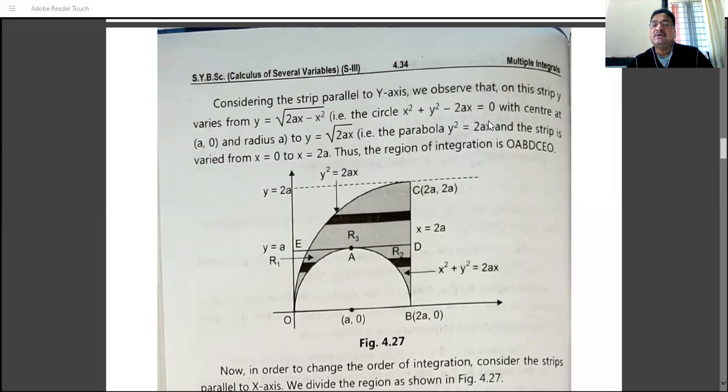And if you substitute x as 2a, then y square is equal to 2a into 2a, that is 4a square. So y is also 2a. So this is the point (2a,2a). This parabola passes through the point (2a,2a). And this distance is a, so its double is 2a, 2a.